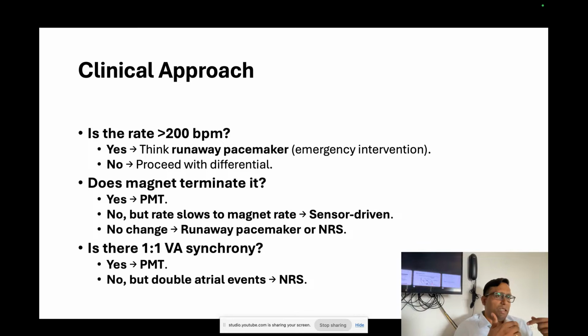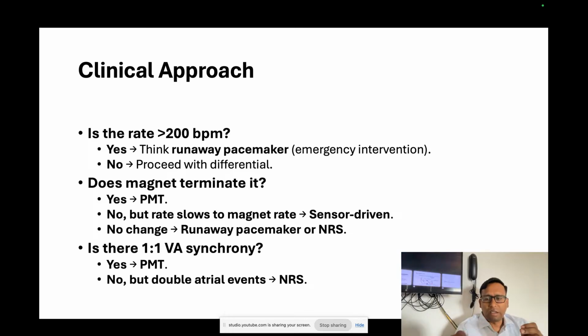What is happening is that every time it is sensing the retrograde activity. So you just have to mask one VA activity. That is enough, it is terminated. After that, only when a VPC comes again will it start. And if there is no change, it is runaway or NRS.